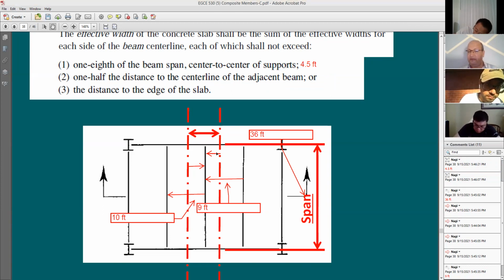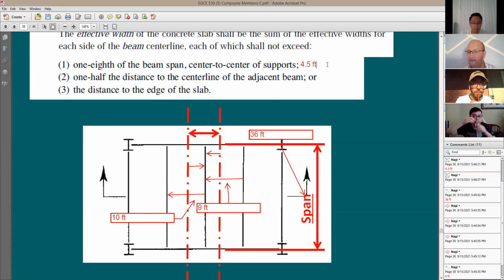Meaning from here is gonna be 4.5 feet, and from there is gonna be 4.5 feet. So I have it from both sides. So what is the total width based on the first requirement? You're gonna say B total equals 9 feet. Now I know where it's coming from: on one side it's gonna be 4.5, and on the other side it's gonna be 4.5.